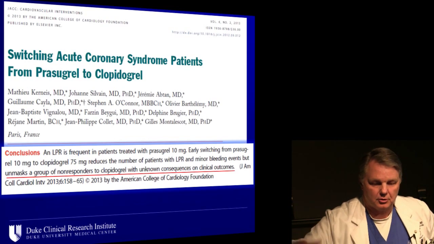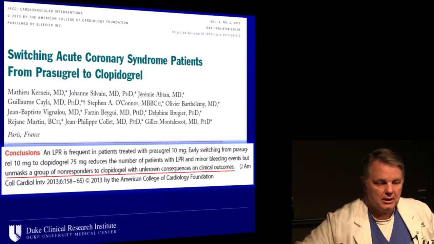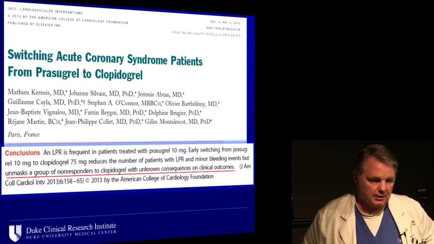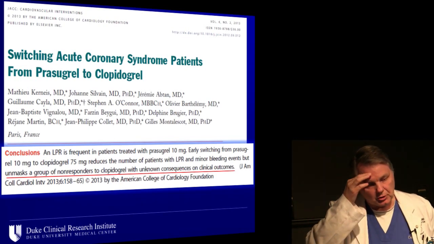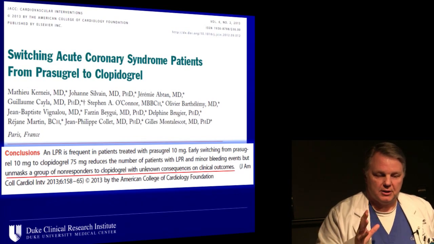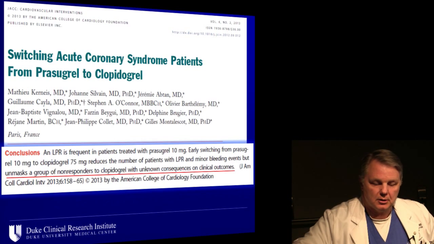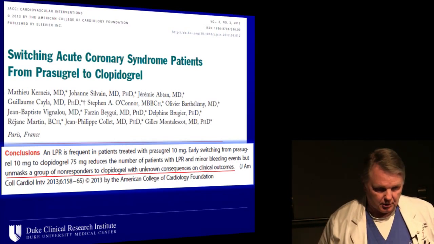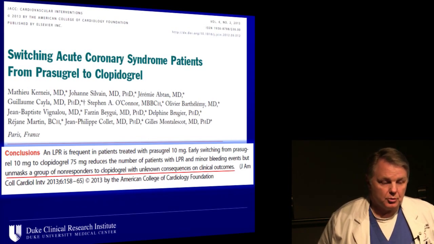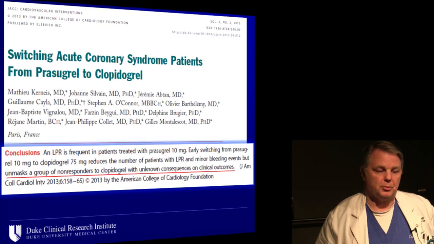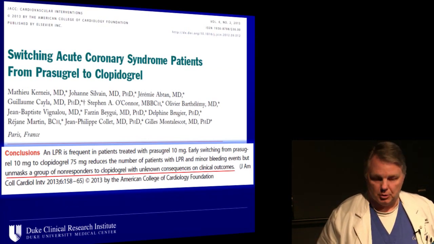That's one of the papers I'm going to talk about, ticagrelor, in a second. This paper just came out about 2 weeks ago in JACC. It's a French study by Gilles Montescalot, and they basically had patients who responded well to prasugrel, and they then switched them from prasugrel to clopidogrel. And the conclusion was that we don't know if this switching actually unmasked a group of non-responders to clopidogrel with unknown consequences of clinical outcomes.